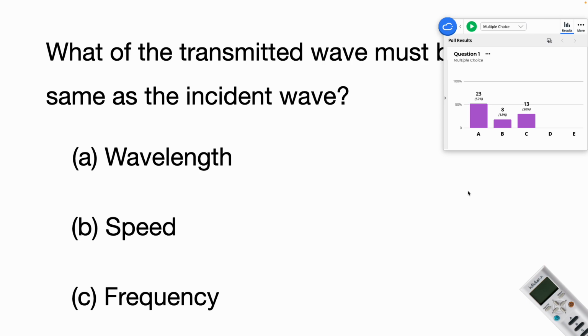The wavelength may be different, and that's why the speed may be different. In two media, the wave travels at different speeds, but the frequency of them must be the same because they came from the same source.